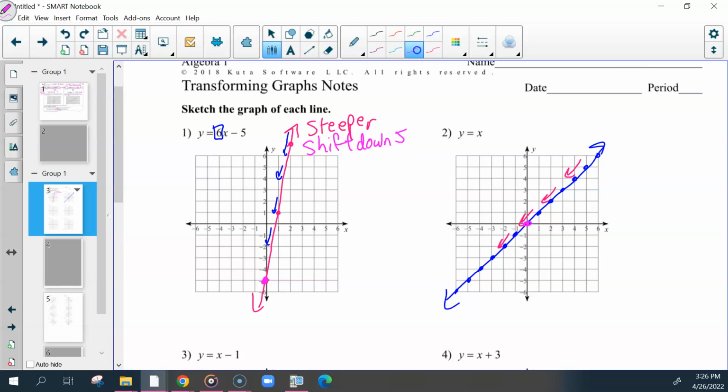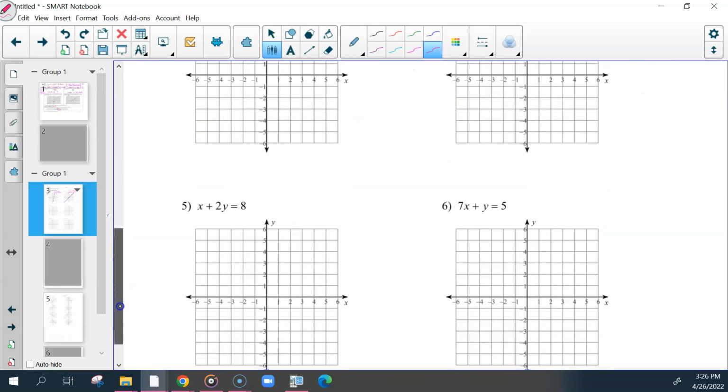Now, that answers number 1. If we were to answer for number 2, since this really is the original, the slope didn't change, the y-intercept didn't change, so you would say it has the same steepness and the y-intercept didn't move. So if you get an example where the slope is the same, you're going to say it has the same steepness. If your y-intercept happens to be the same, you would say the y-intercept didn't move.